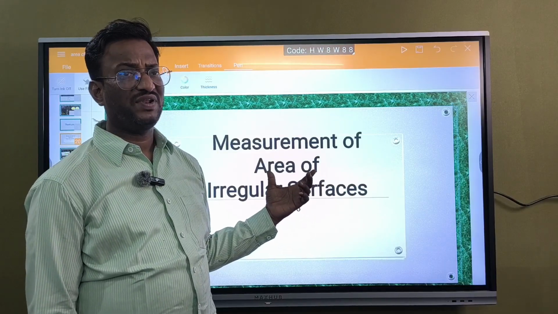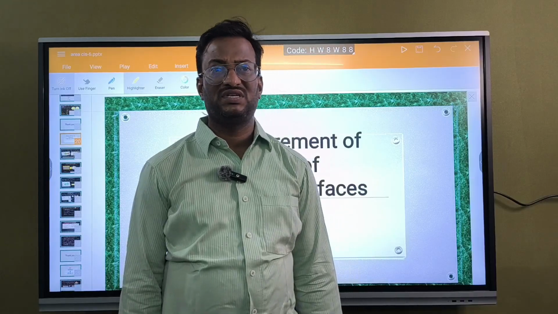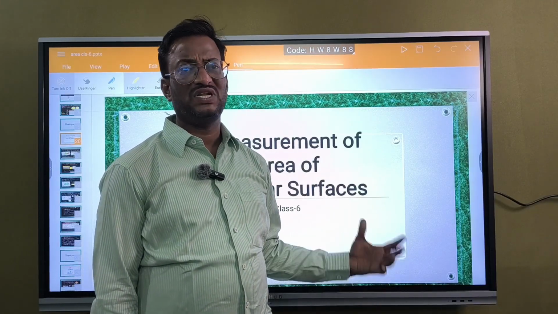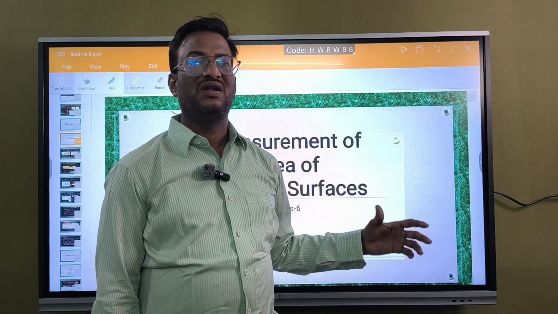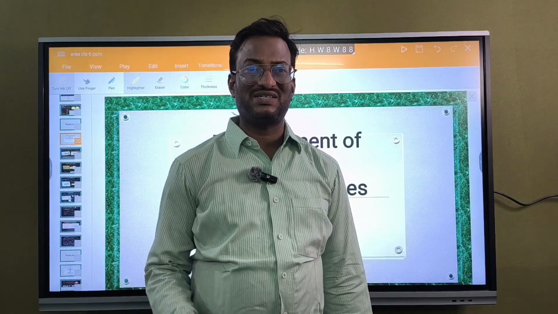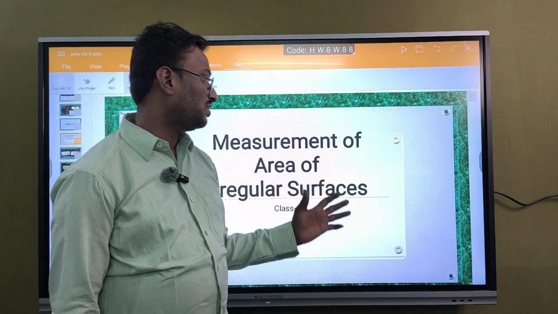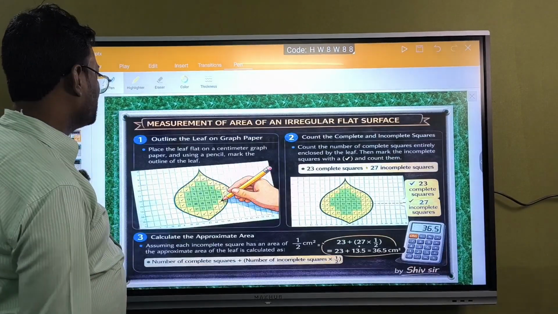I mean area of irregular surface, measurement of area of irregular surface. What is an irregular surface? An irregular surface is a two-dimensional surface whose shape is uneven or not clear, not an exact shape. It doesn't have any perfect shape. That is called an irregular surface. Okay, we will discuss one by one.